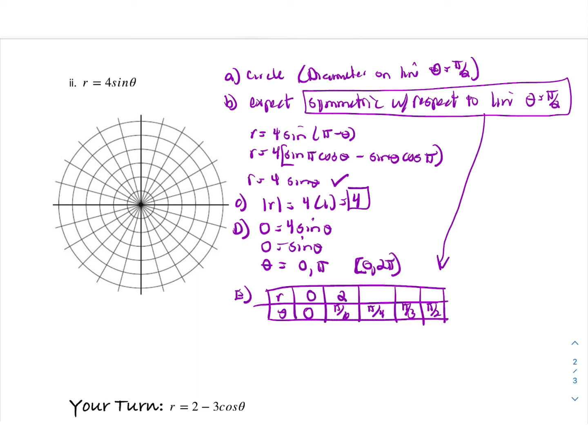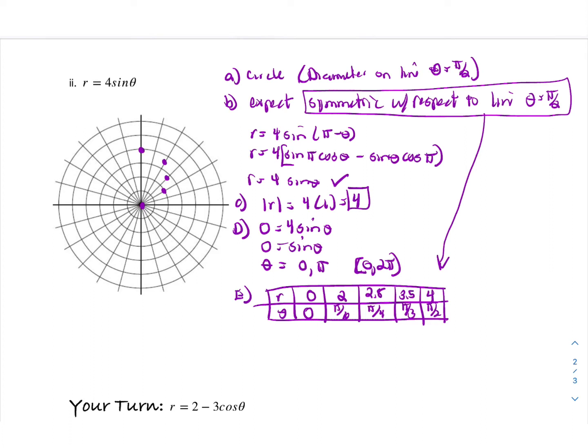And so when I replace theta with pi over 6, I get 2, and then 2.8, 3.5, and 4. Again, I'm using my calculator to help me with this. So I'm going to plot these points: 0, 0; 2, pi over 6; 2.8, pi over 4; 3.5, pi over 3; and pi over 2, I'm at 4.